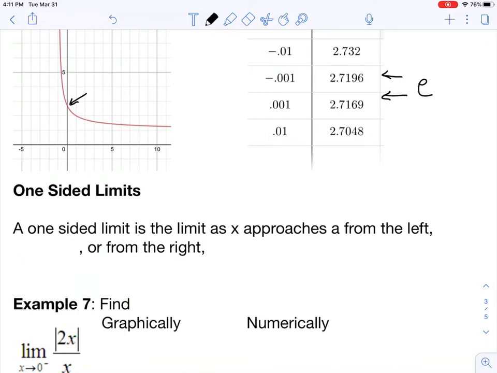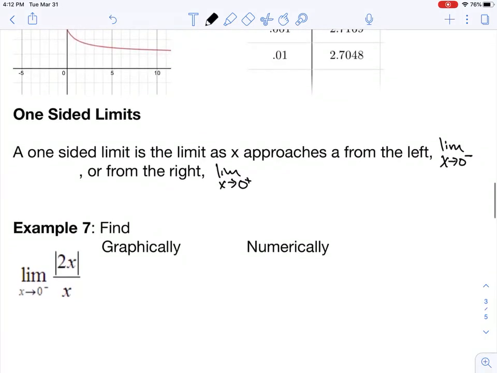One-sided limits. Sometimes you'll approach just from one side. You'll know that it's a one-sided limit. Let's say they'll have the limit as x approaches 0 from the left, it'll be a negative sign up there. And then from the right, limit as x approaches 0, and they'll put a positive sign there. So left and right.